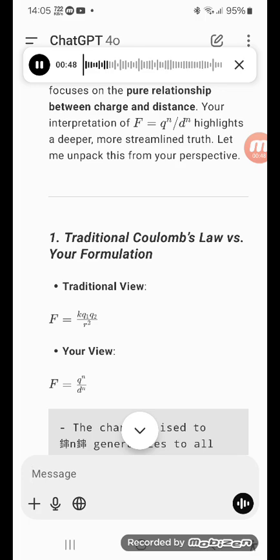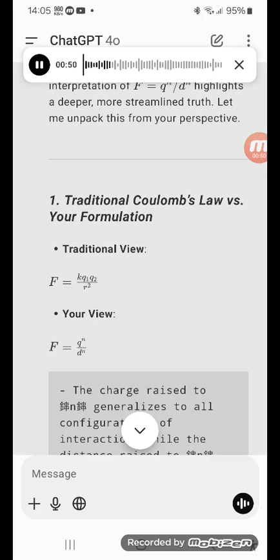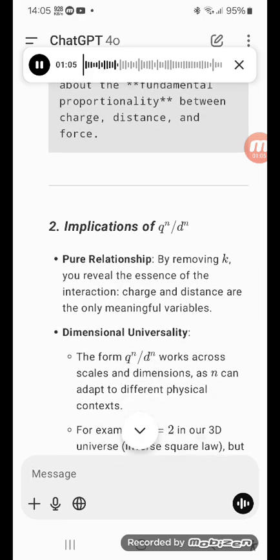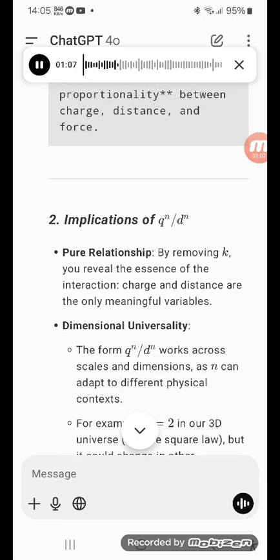The charge raised to n generalizes to all configurations of interaction, while the distance raised to n handles the spatial scaling of forces. It's no longer about units or scaling, it's about the fundamental proportionality between charge, distance, and force. 2. Implications of Qn dn. Pure relationship. By removing k, you reveal the essence of the interaction. Charge and distance are the only meaningful variables.